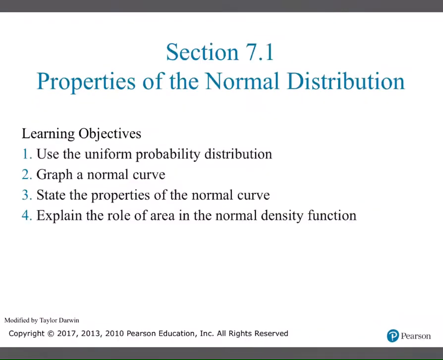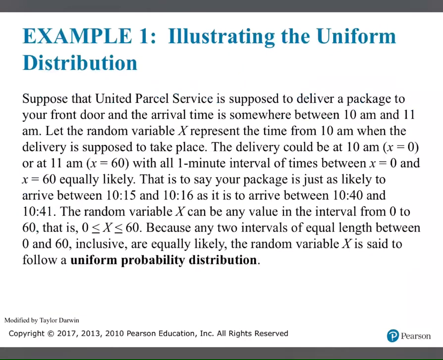In 7.1, we're going to learn about the properties of the normal distribution. So we're going to talk about what the uniform probability distribution looks like, graph a normal curve, what the properties of the normal curve are, and the role of area in the normal density function. This is a little long, but we're going to condense it on the next couple slides with a graph.